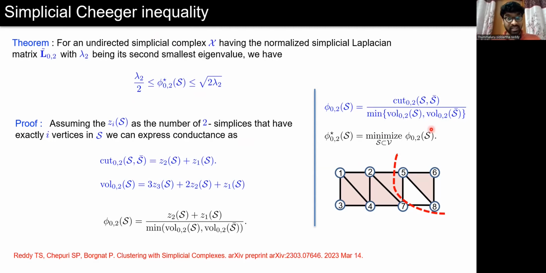So recall the simplicial conductance as the ratio of cut to volume. Assuming Zi is a function that measures the number of two simplices that have exactly i vertices in the set S, we can express the conductance using Zi as follows. Recall, a two simplex of a set is said to be cut if the triangle has only two vertices in S and one vertex outside, or one vertex in S. So with this definition, we can express the cut using Zi as the sum of Z2 plus Z1. Following similar lines, we can express the volume in terms of Z as follows. Here the factors 3 and 2 come because of the unorientedness of the simplicial complex. So finally, the simplicial conductance can be expressed using this Zi as follows.